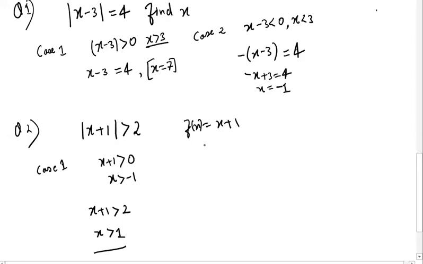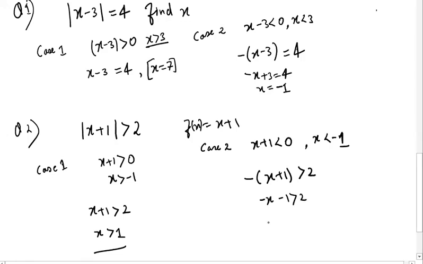Now second case, case 2. When x plus 1 is less than 0, which means x should be less than minus 1. In this case, we have to put minus in front of this. We have to put minus of x plus 1 greater than 2. So it is minus x minus 1 greater than 2, which is minus x greater than 3. So x should be less than minus 3. Got it, everyone?